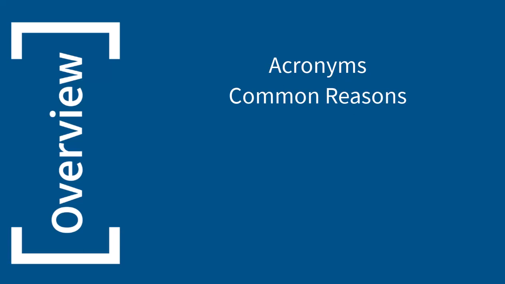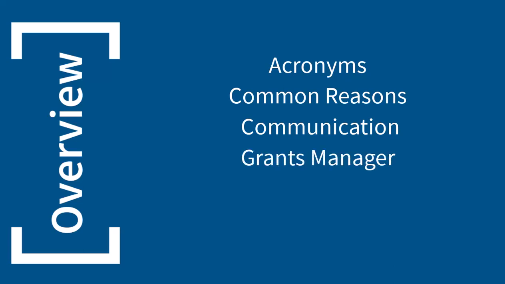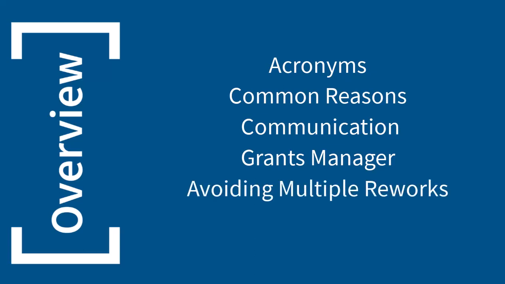So for the overview, first we're going to start off with a list of common acronyms that you're going to see in this presentation and most likely every day as a PDMG. Then we're going to get into some reasons that we see reworks or RFIs. After that, we're going to discuss communication through the different stages of the rework and RFI process. And then we're going to go over how to find and track reworks and RFIs in Grants Manager. After that, we move into how to avoid multiple reworks for the same project. And to close it out, we're going to cover what to do when you've completed a rework or satisfied the conditions of an RFI.